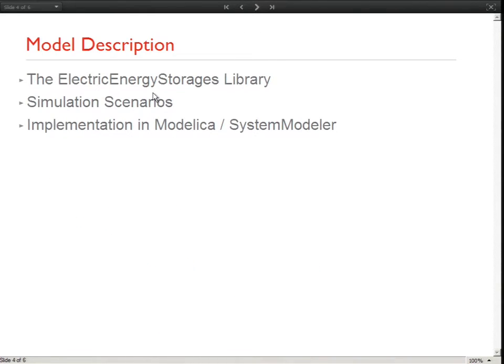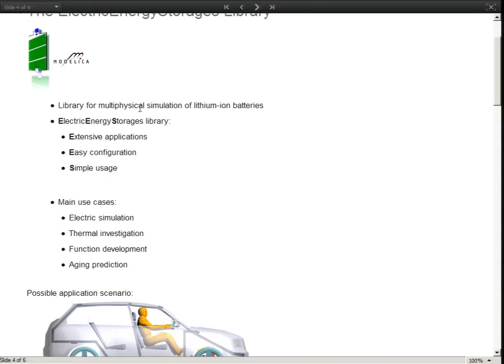So to overcome those problems and to simulate the aging behavior of lithium-ion batteries, we developed a battery library, which is called the Electric Energy Storages Library. We developed that for extensive applications. So we want to use our library in a flexible way for different simulation scenarios.